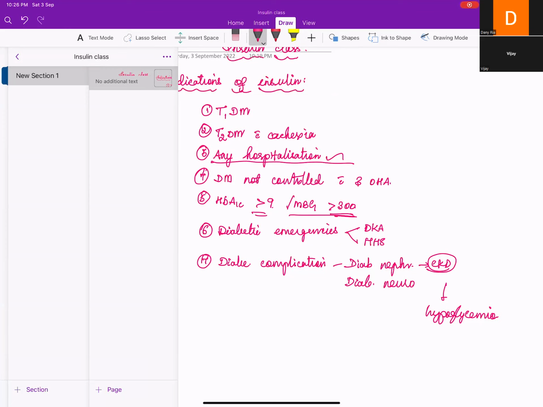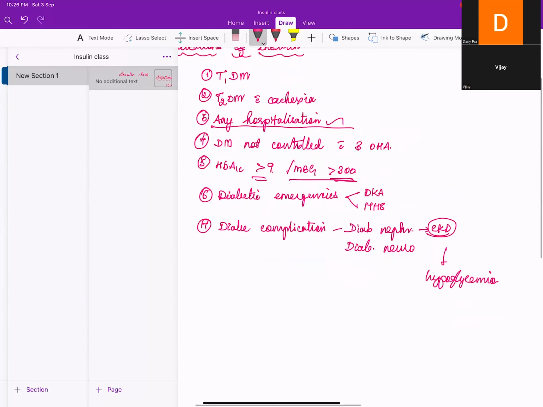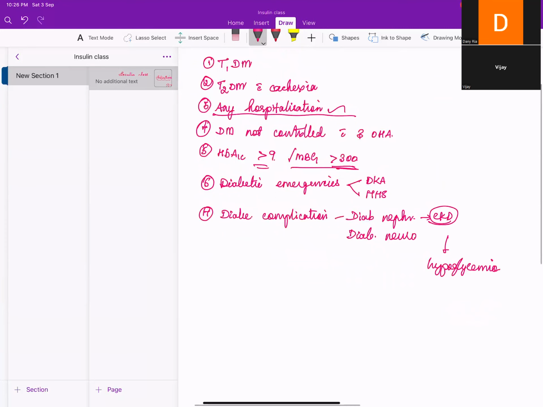Suppose the admission is not a critical one, and they are just admitted for observation with no illness, we can continue the oral agents. That is, their food has not changed, patients are not sick, their values are not abnormal. In that case, we can continue the oral hypoglycemic agents. But if there is some sickness in the patient, preferably use insulin. I think these are all the indications for insulin.